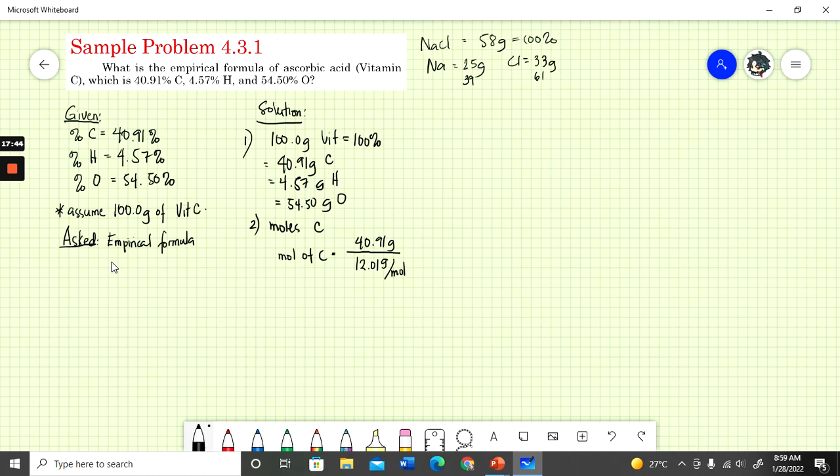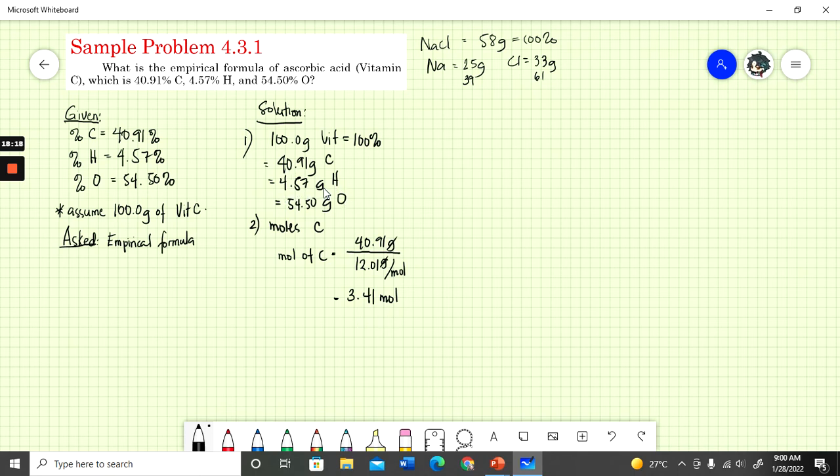So if you have 40.91 grams of carbon, how many moles is that? You can find that by dividing, because the grams get cancelled and the mole becomes inverse, so this becomes mole per gram, the grams get cancelled, and you are left with 3.41 moles. What that means is 40.91 grams of carbon is equivalent to 3.41 moles. And you want to do that for each individual element.